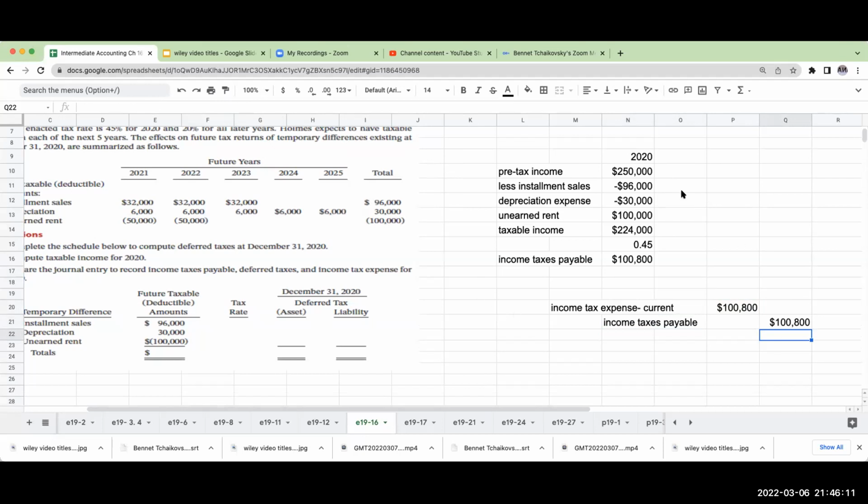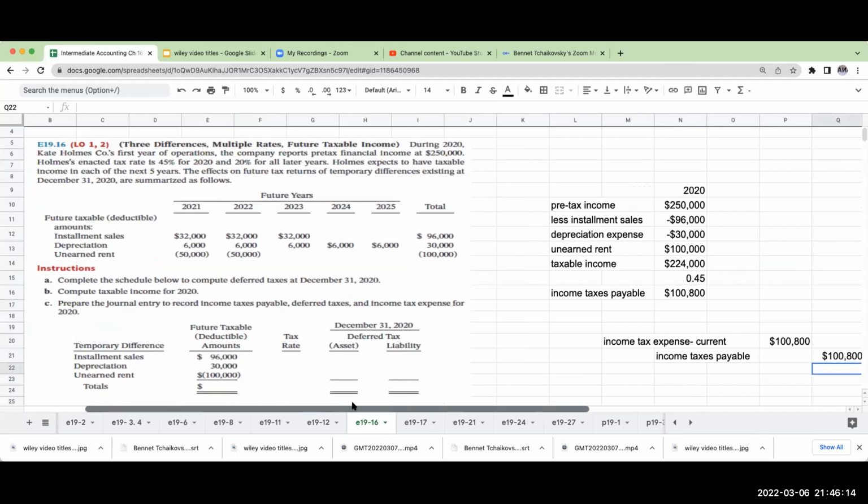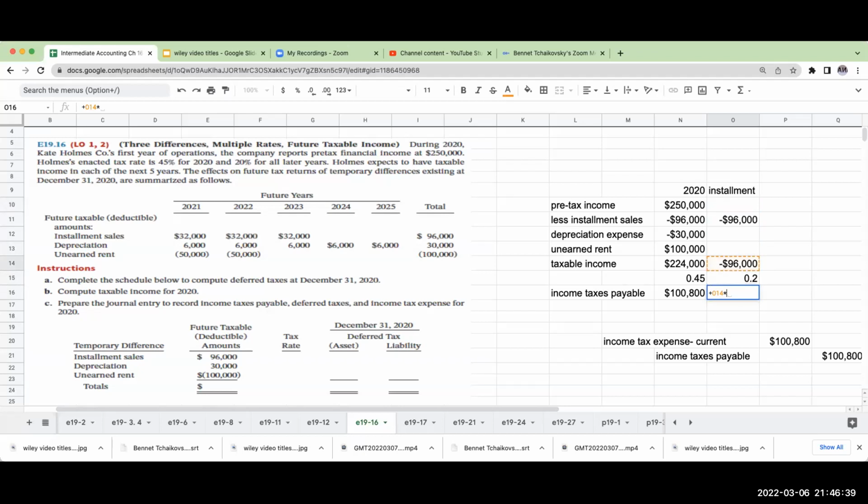I've got a few of them going on here, so let's look at each one of them separately. For my installment sales of $96,000, this is going to be at a tax rate of 20%. Why 20%? Because it tells us right up here, for all later years. So I can lump them together and multiply by 20%. So I've got $19,200. For the depreciation of $30,000, I'm going to use that same 20%, or $6,000.